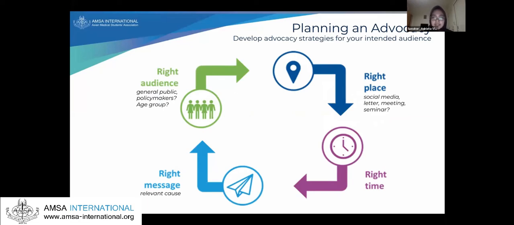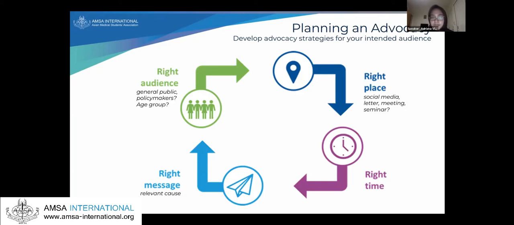So advocacy, the slogan for advocacy is sending the right message to the right audience in the right place or medium or channel at the right time. So I will explore more about our right message and right time later. So for this slide, I will focus more on identifying the right audience and the right medium. So for identifying your right audience, you need to look at the stakeholders first. I believe that Kush has explained more about identifying your stakeholders.